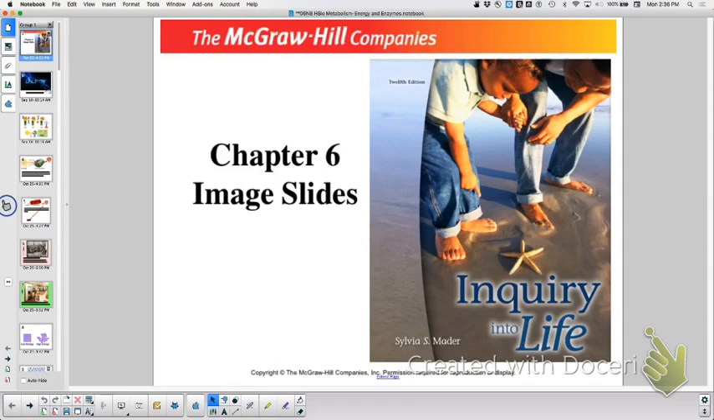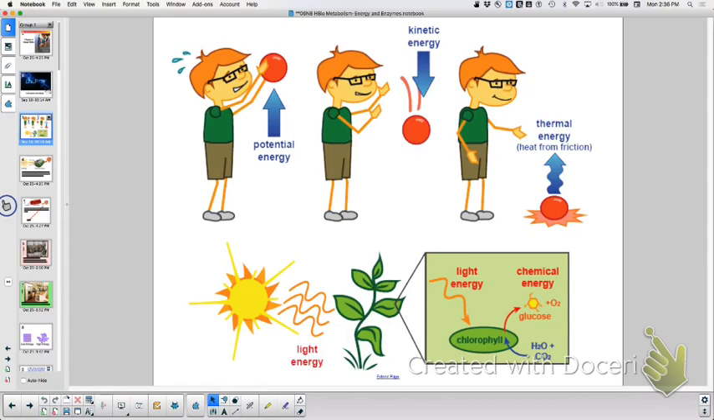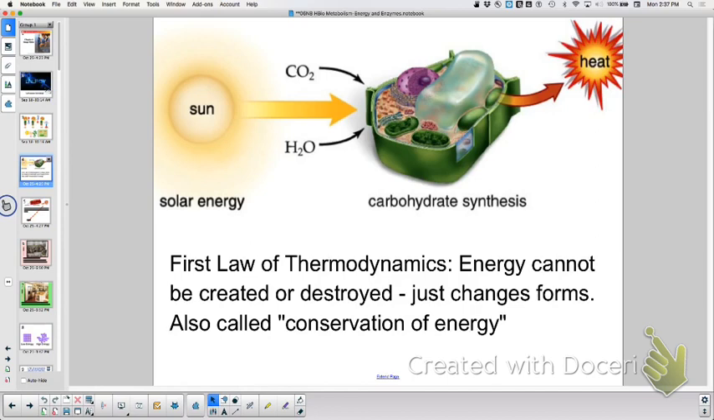So remember, the first thing we talked about in this is energy. We talked about the different kinds of energy, like kinetic energy, which is energy of motion. Chemical energy could be stored, or potential energy, like in food. We talked about the first law of thermodynamics. Say that with me. Energy cannot be created or destroyed. It can just be transformed and transferred.